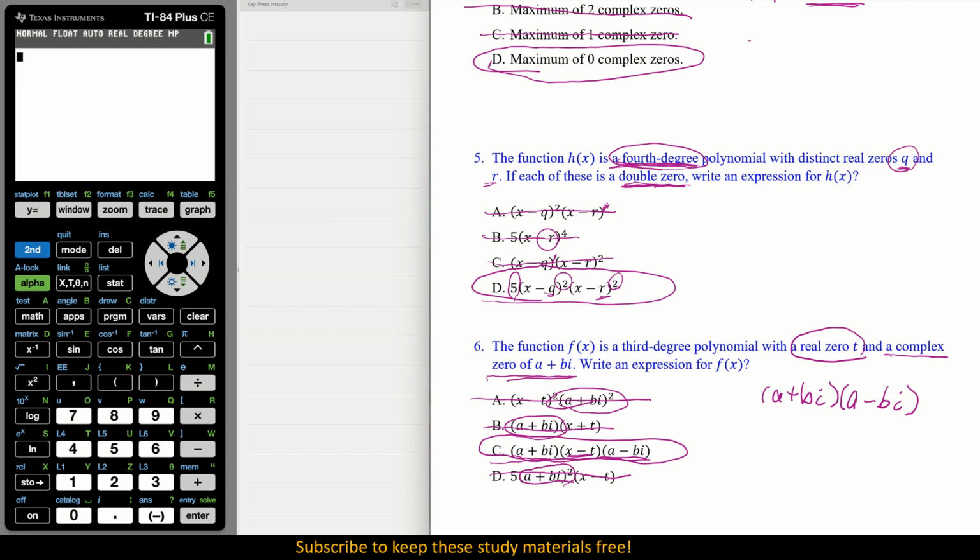Okay, this is the last question in this first part of Competency 7.